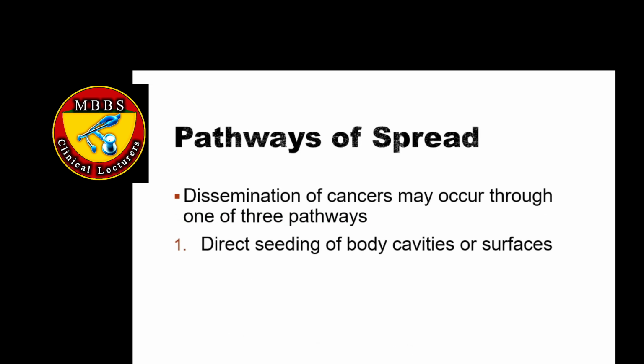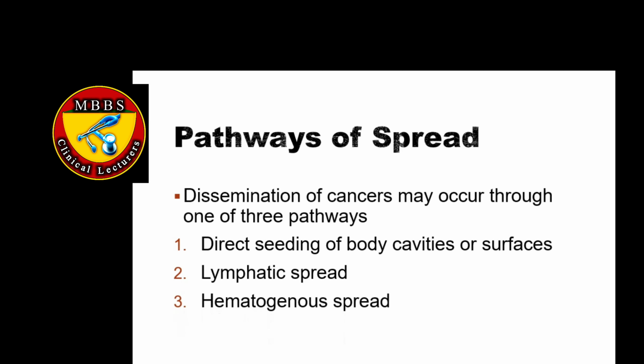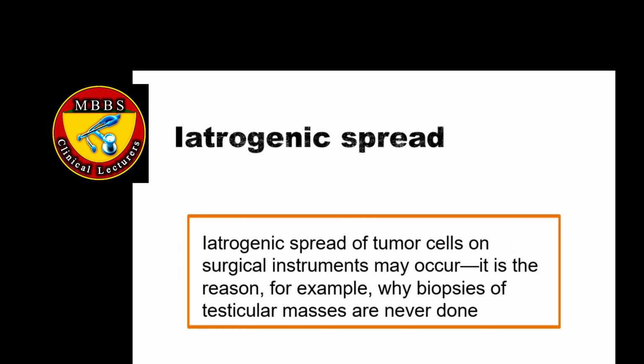Either there will be a direct seeding of the body cavities. We all know that there are different cavities in the body, like the pleural cavity, peritoneal cavity, pericardial cavity. So many cavities. So a tumor can get access to those cavities and spread because they have got a free area to spread. Number two, a very common spread, is lymphatic spread. They invade into the lymphatics, reach the lymph nodes, and spread throughout the body. And then the third one is the hematogenous spread, that is through the blood vessels.